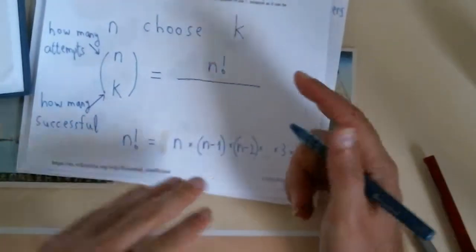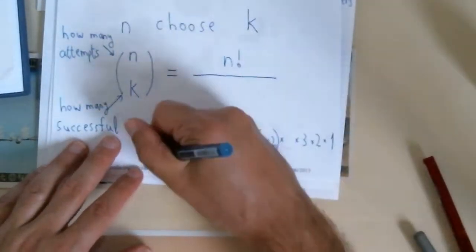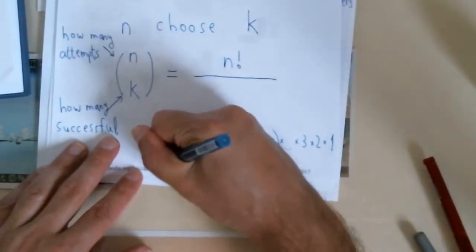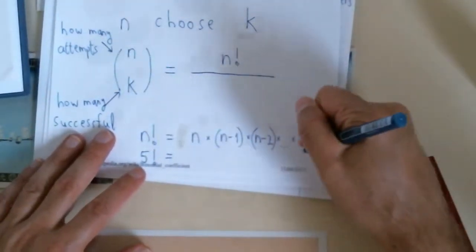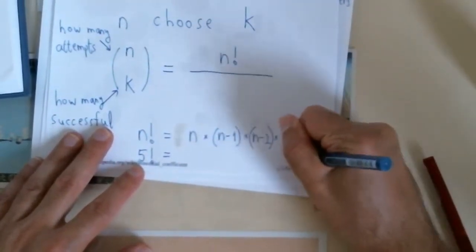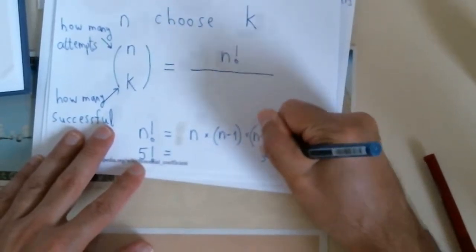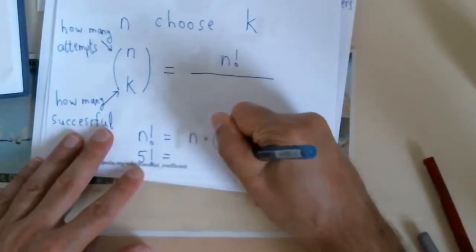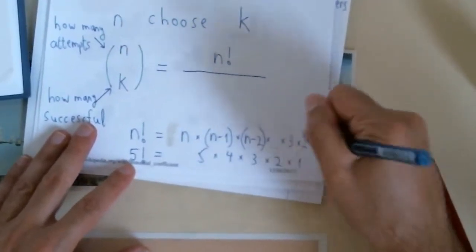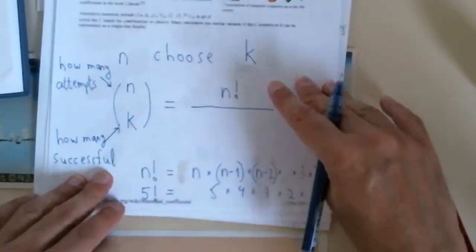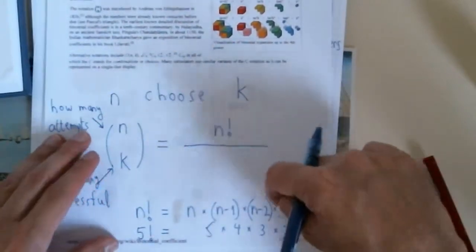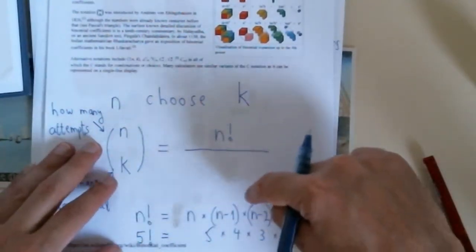For example, 5 factorial equals 1 times 2 times 3 times 4 times 5, which equals 120. So if you already knew it, great. If not, now you know it.